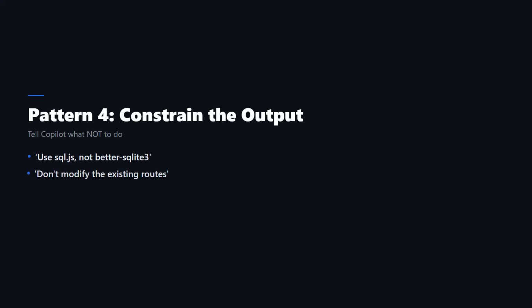Pattern 4: Constrain the output. Tell Copilot what not to do. Use sql.js, not better-sqlite3. Don't modify the existing routes. Keep the function under 20 lines. Constraints are incredibly powerful. They prevent Copilot from over-engineering, changing things you didn't ask about, or picking a different library than the one you want. Be explicit about what's off-limits.